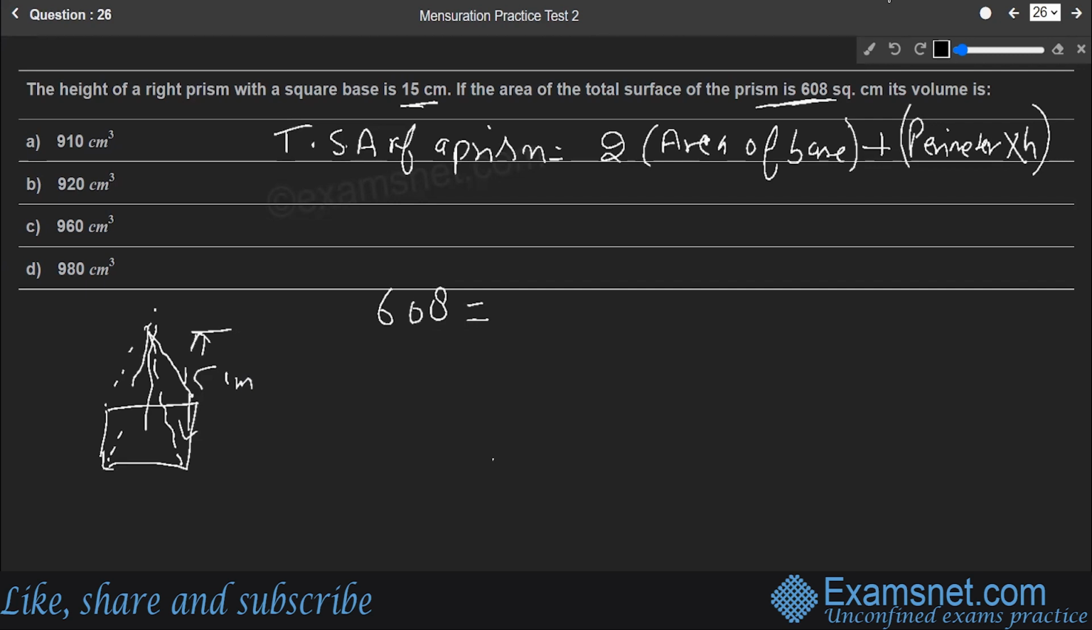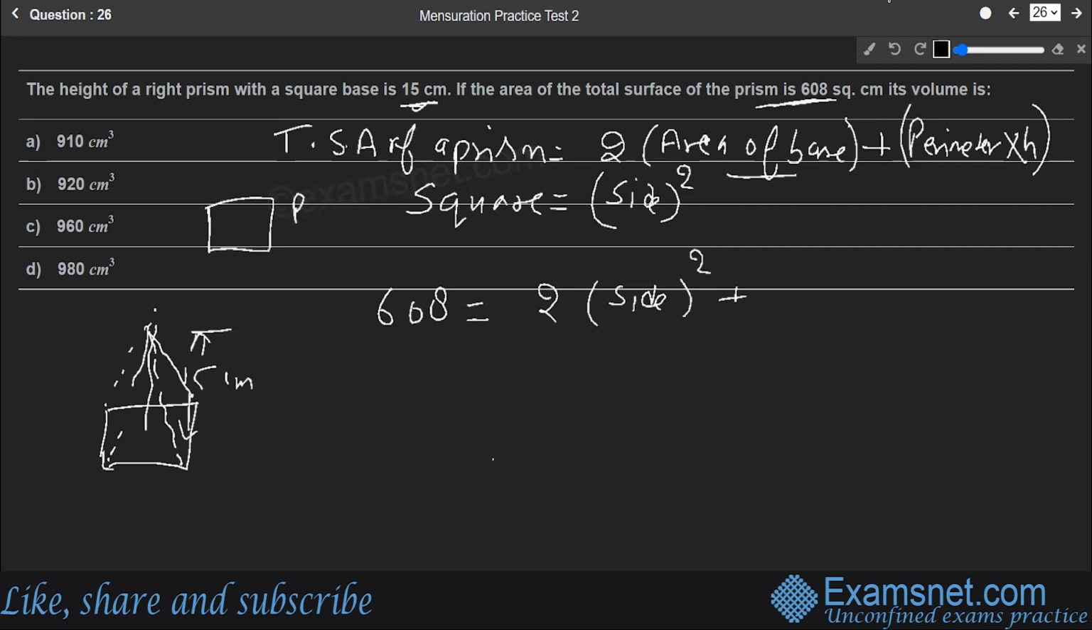He has already said that the base is a square, and the height of the right prism is 15 centimeter. The base is in a square shape, and a square has an area of side square. So in place of area of the base, we will write twice of side square, plus perimeter into height. The perimeter of a square is nothing but 4 times the side. So in place of perimeter, we'll write 4 times the side, multiplied by the height. The height is already given to us as 15 centimeters, so we'll write 15 here.